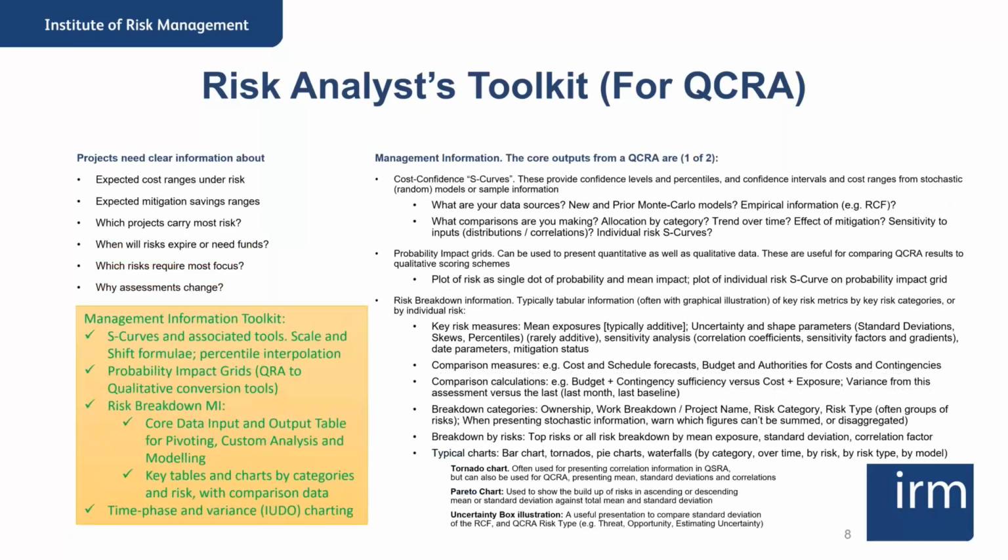When it comes to presenting the information, we've got the classics. We've got our S-curves and associated tools. We use our PID, which we can do for converting quantitative to qualitative. And then we need to present the core tables from our core set of information. So having a core set of data that we can pivot from to provide outputs is absolutely crucial. And then we need to know how things change, either between iterations or over time.